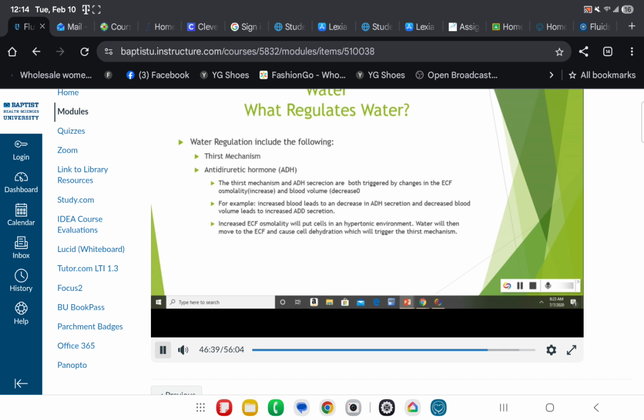And then also, increased ECF osmolality is going to put your cells in a hypertonic environment. And so when cells are in a hypertonic environment, they're going to shrink. It's because water is going to move from the ICF to the ECF, and that's going to cause cell dehydration. In turn, that's going to trigger the whole thirst mechanism, where a person is going to want to drink some fluid that contains water. And we'll talk more about this when we talk about ADH in just a few seconds.